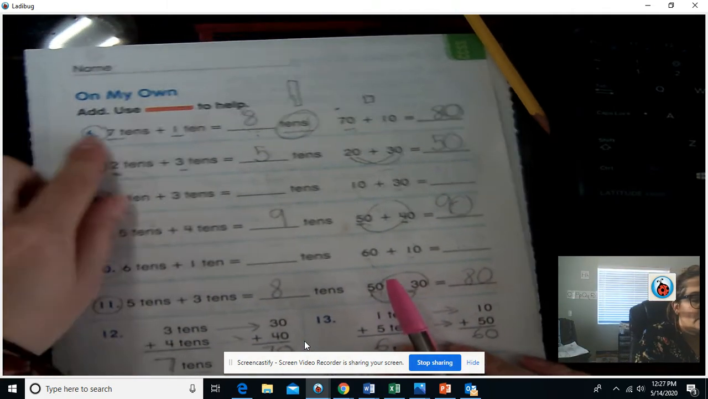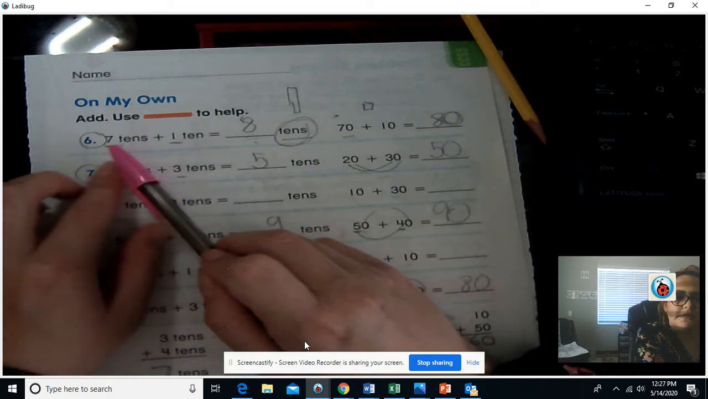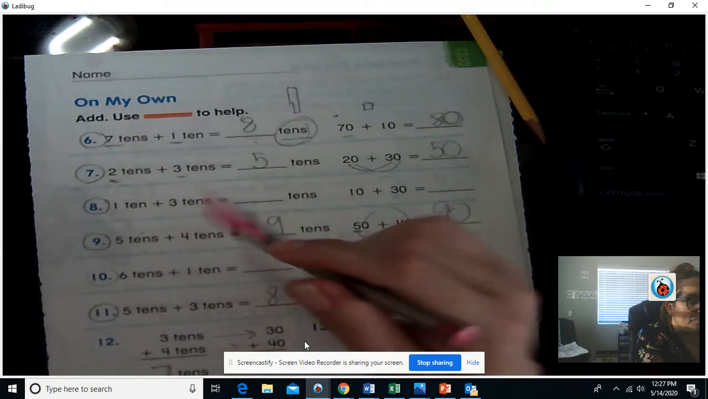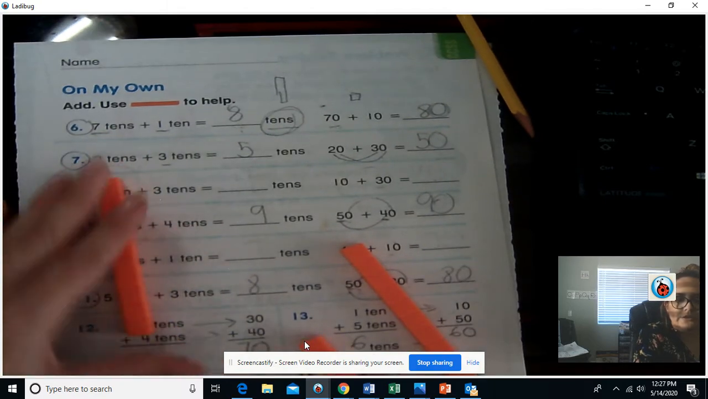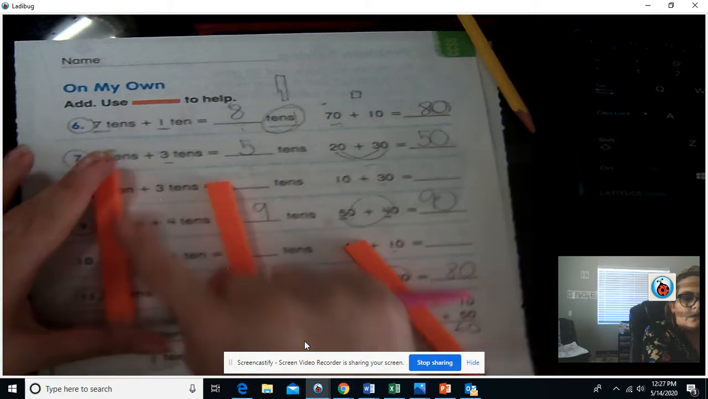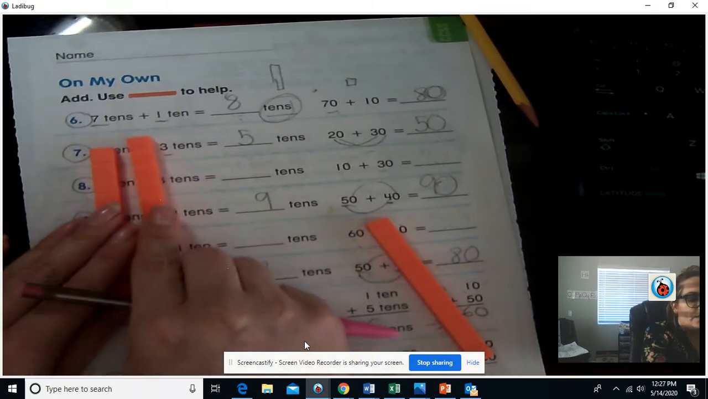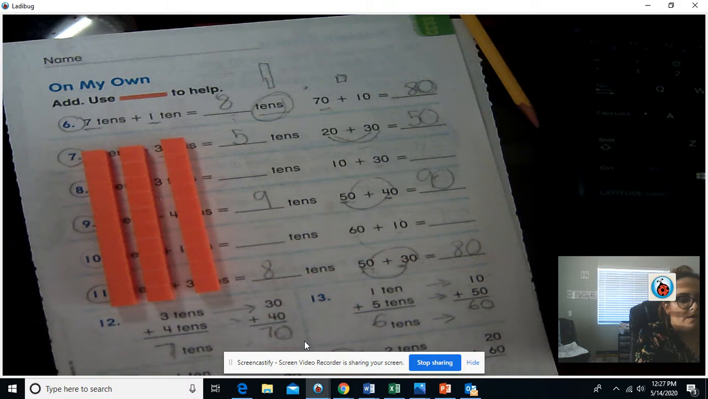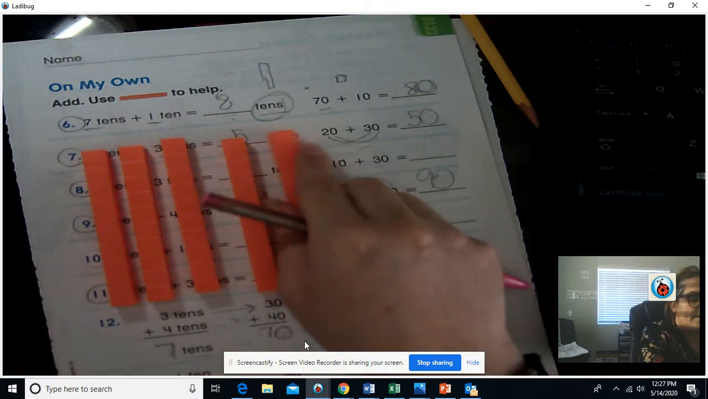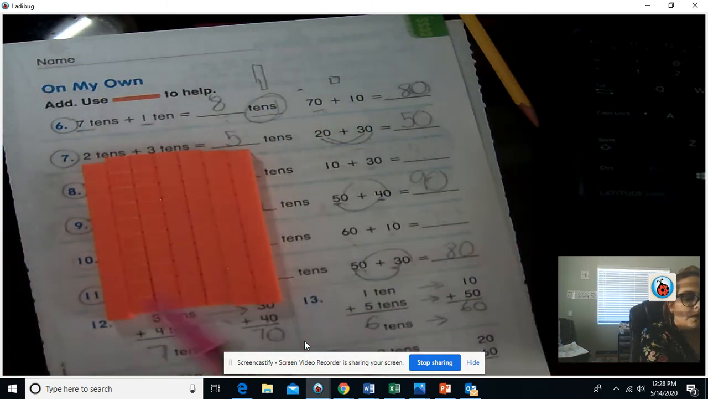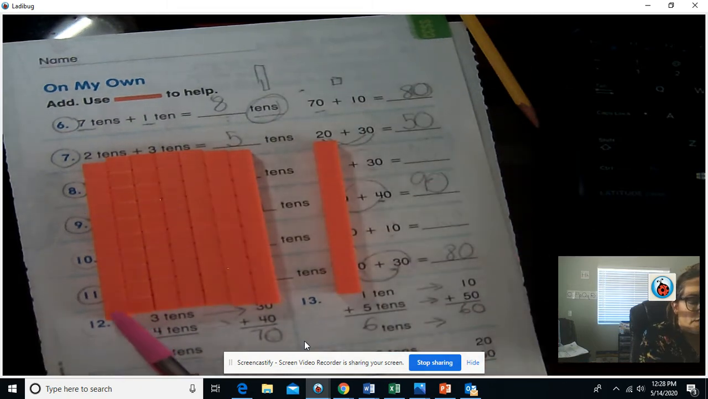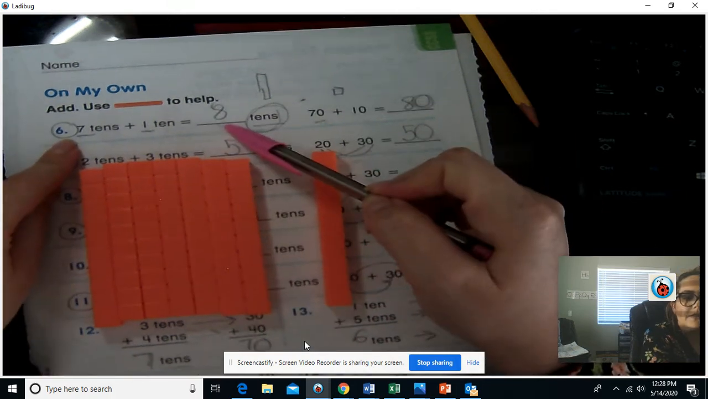Let's start. So problem number 6 said 7 tens. Remember that when we see 7 tens, it means 7 groups of 10. So this is one group of 10. 1, 2, 3, 4, 5, 6, 7. 7 tens. 7 tens plus 1 ten. That makes 1, 2, 3, 4, 5, 6, 7, 8 tens. So your answer should have been 8.